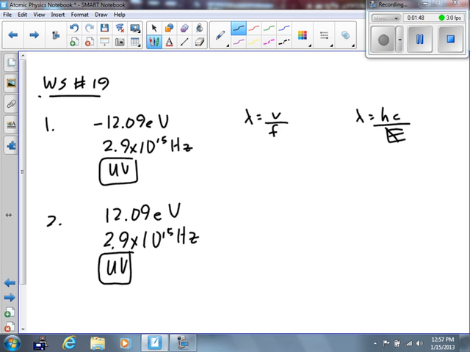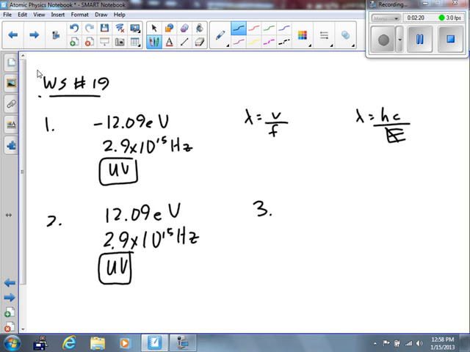What's the only difference between question number 1 and question number 2? It's absorption and emission. Question number 1 is making a transition from the 3rd to the 5th level, so it's absorbing EMR. Question number 2 is making a transition from the 5th to the 3rd level, which means it's emission of EMR, which means it's going to be a negative value. Finally, question number 3.